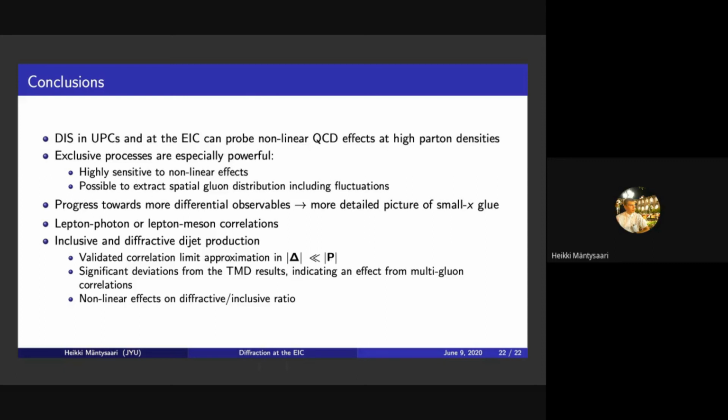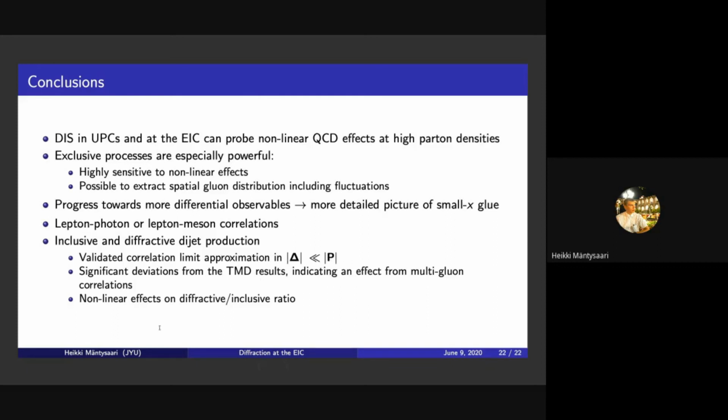And then there is progress towards more differential observables like lepton-photon or lepton-meson correlations, and also dijet correlations in dijet production between the jet momentum and the recoil momentum, where it's also possible to probe the multi-gluon correlations when you are studying the cross section outside this kinematical region where the TMD limit can be derived.